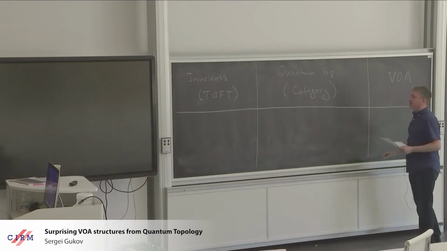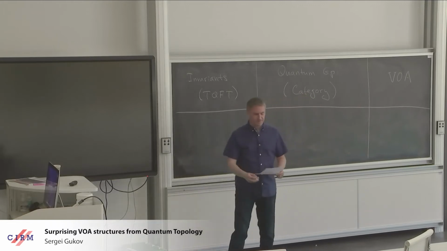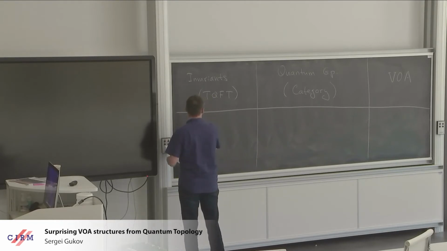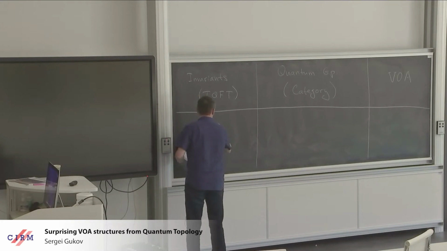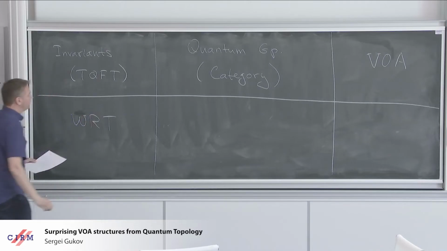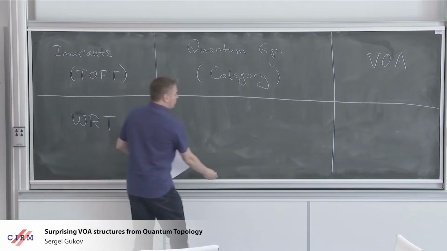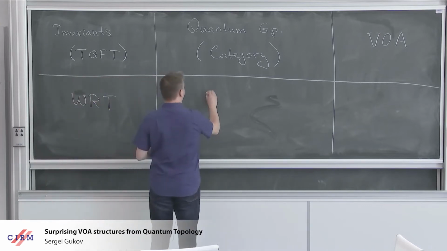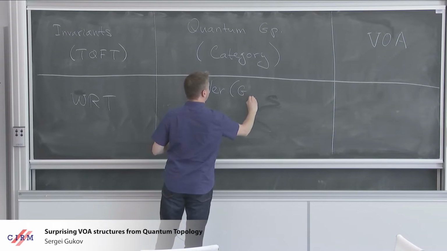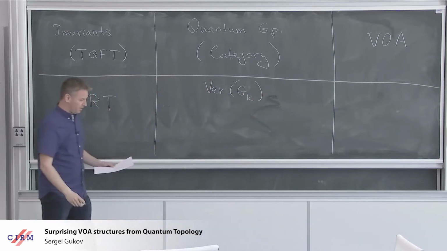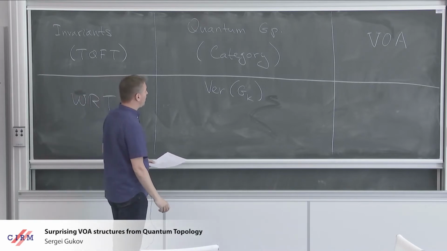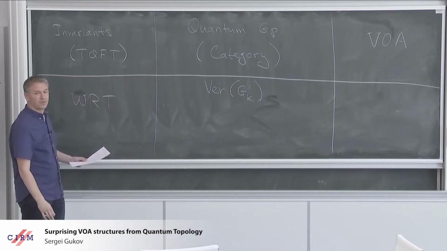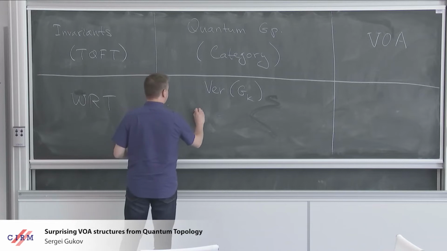So the first and perhaps most well-known example of quantum group invariants is the set of invariants of Witten, Reshetikhin, and Turaev. I'll write it as WRT, invariants of three manifolds. The corresponding algebraic structure is based on a category, which in this case is a Verlinde category for some Lie group G and integer k, usually called the level. This category has many realizations. In particular, it has something to do with quantum groups.